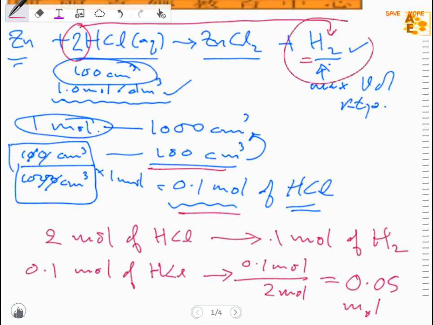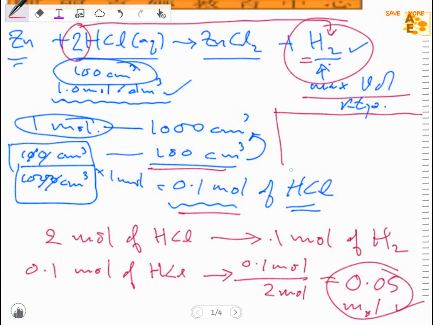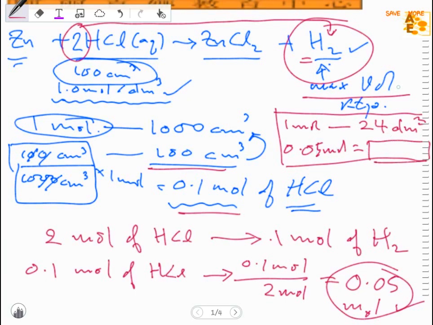Now, in this case we only have 0.05 mole, but this is not the final answer, because they want the maximum volume. Back to our basic knowledge of mole: 1 mole of any gas will occupy 24 cubic decimeter at RTP. So 0.05 mole will give us the answer for the maximum volume.